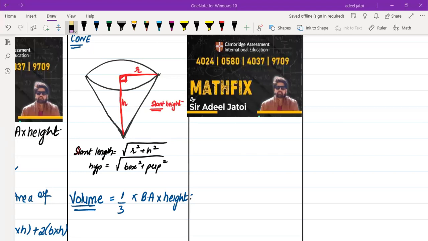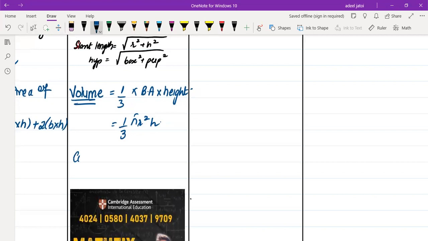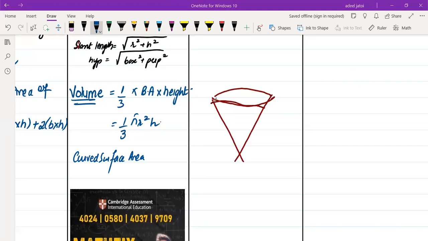So now just moving on to write down the formula. Your formula will be 1/3 pi r square h. Then what we need to understand is the curved surface area. Now what is curved surface area? It is the boundary of the shape. Now if it is a cone, the cone boundary is the curved surface area. Let me just draw it right here. If this is a cone, what is the boundary? This entire thing is the boundary, right?